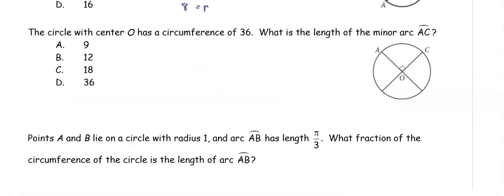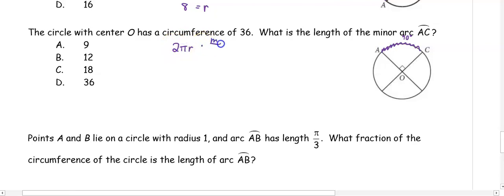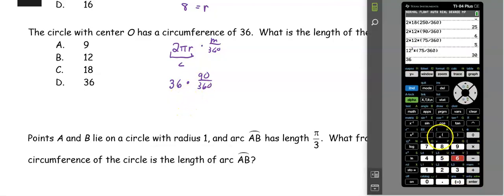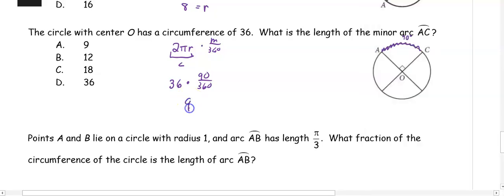In our next problem, the circle with center O has a circumference of 36. What is the length of the minor arc AC? So the minor arc AC is 90 degrees. So if we know our circumference, remember it's 2 pi r times the measure over 360. This is our circumference, so we already know it. So we would have 36 times 90 over 360 because it's 90 degrees of the circle. 36 times 90 divided by 360, and we would get 9. Now, in this case, it's not going to have pi because the circumference didn't have pi, which is common in SAT questions.